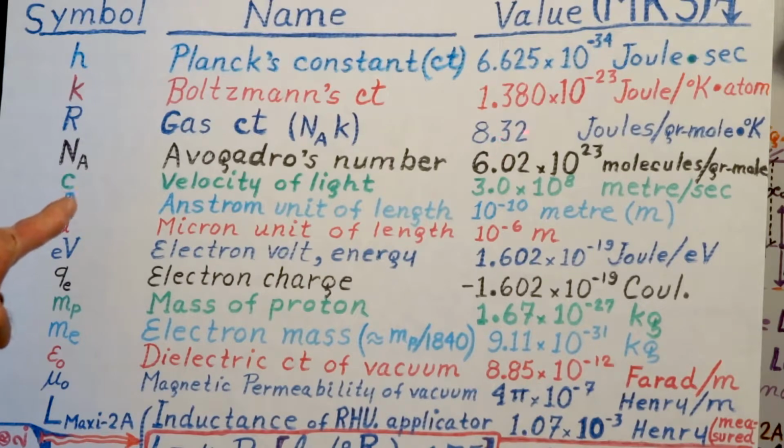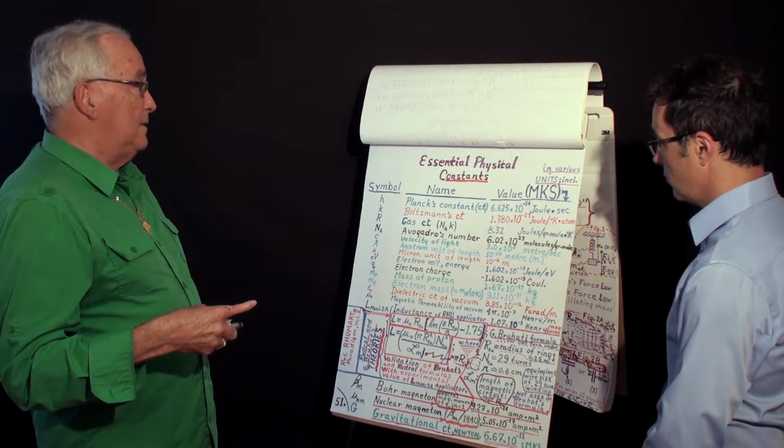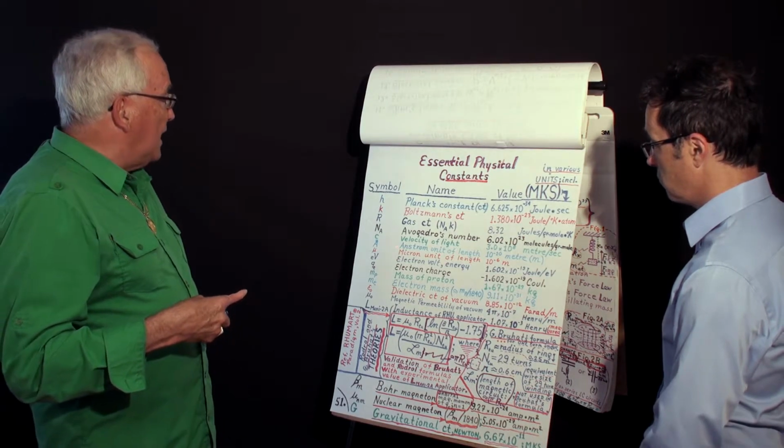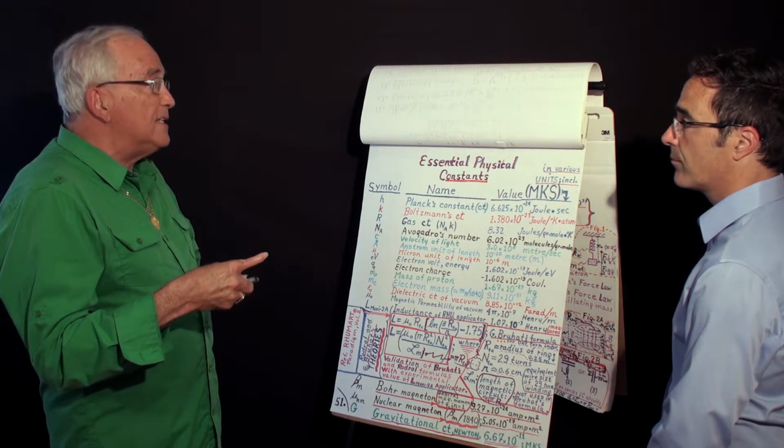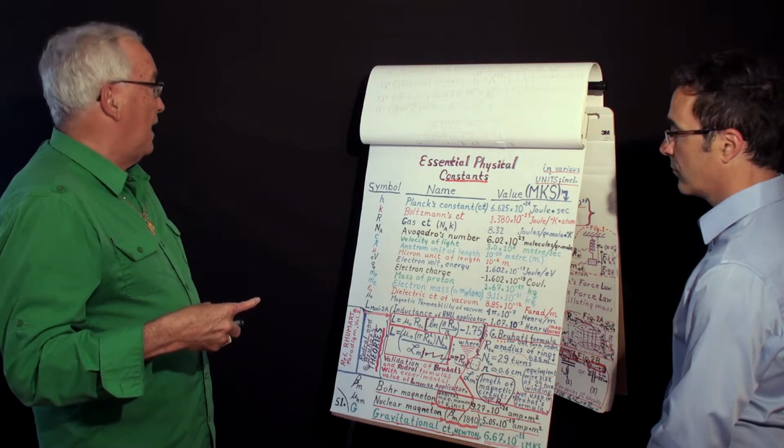So the value of the macroscopic gas constant is 8.32. Sometimes it says 8.31. I don't know why it's 32 there. Avogadro number, we've seen it yesterday, 10 to the power 23 multiplied by 6 molecules per gram mole. Velocity of light, we saw it, in meters per second. But this is not a basic unit of the MKS system. It's a derived unit.